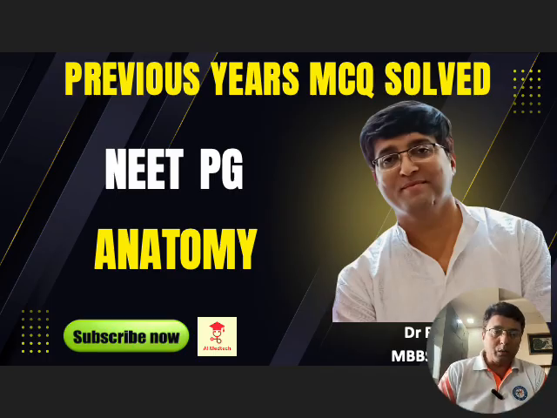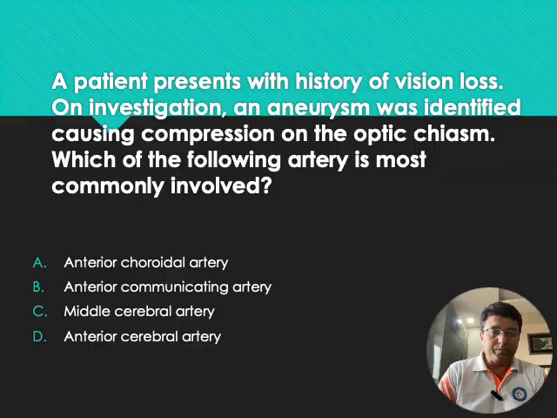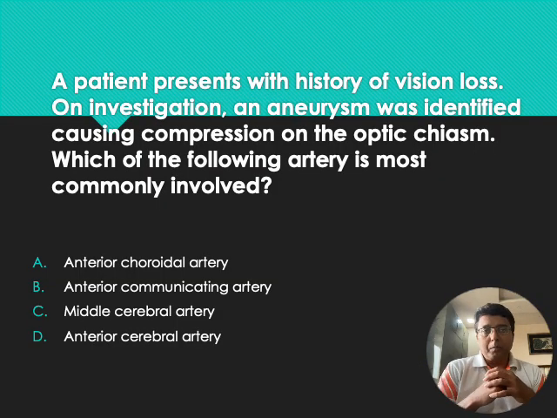So our question is here. A patient presents with a history of vision loss. On investigation, an aneurysm was identified causing compression on the optic chiasm. Which of the following arteries is most commonly involved?